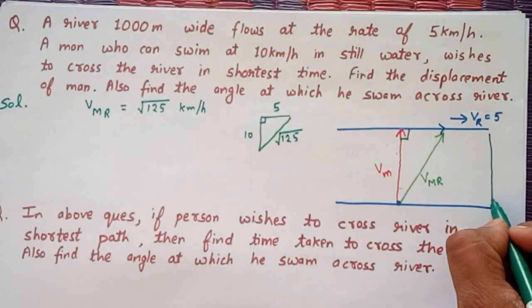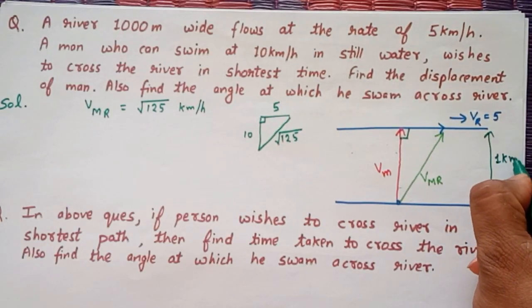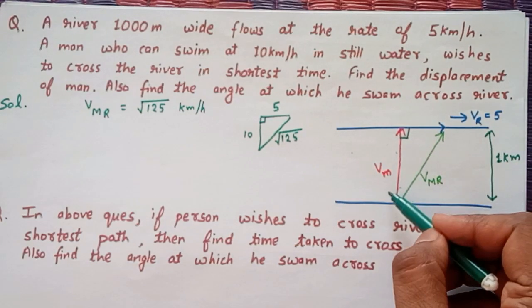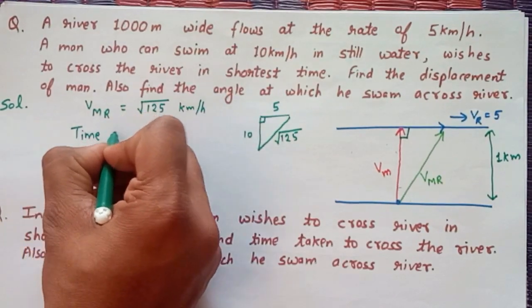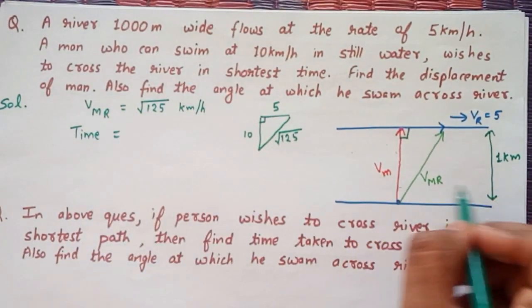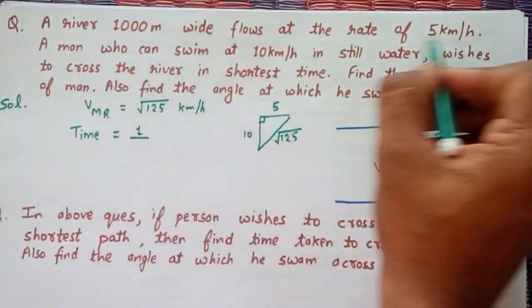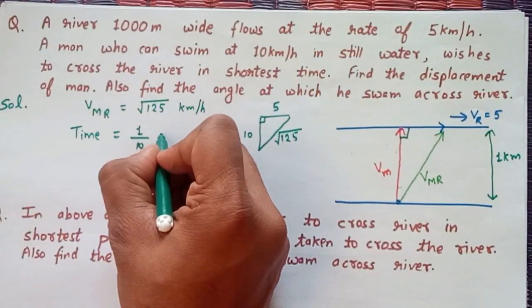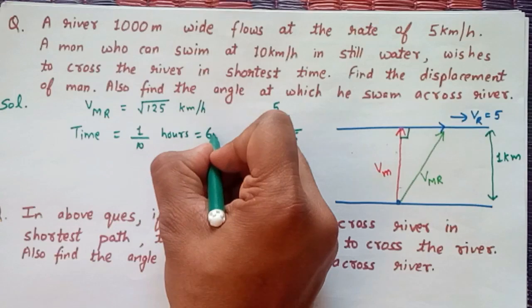This distance is 1000 meters, or I can say 1 kilometer. If it is 1 kilometer, then this distance has to be covered with this much velocity. So the total time the man will swim will be distance upon speed. Distance is 1 and speed is 10, so 1 by 10 hours, or I can say it is 6 minutes.